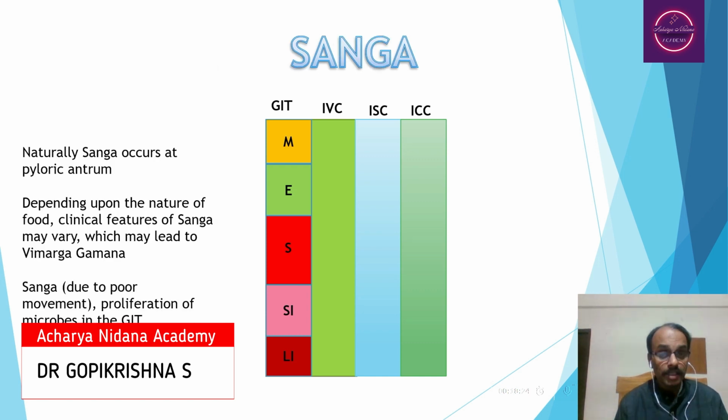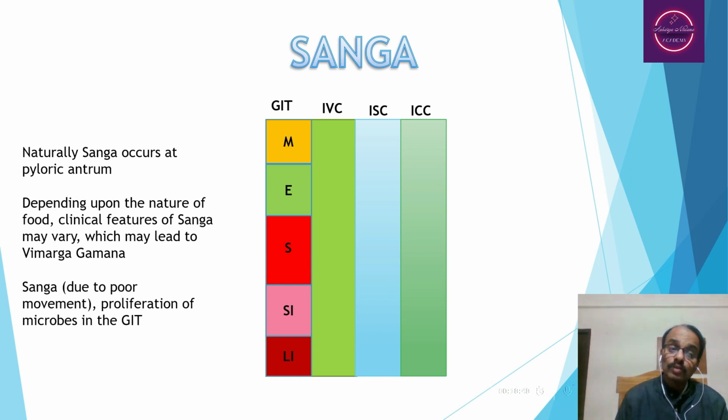And the next thing regarding Sanga. What do you mean by Sanga? Sanga is nothing but an obstruction. Whenever the person has increased consumption of food, Sanga occurs naturally in the stomach at the level of the pyloric antrum. For example, if a person takes a large amount of food, whether adhyasana, vishamashana, samashana or atyashana, this is responsible for the natural closure of the antrum for a longer duration.